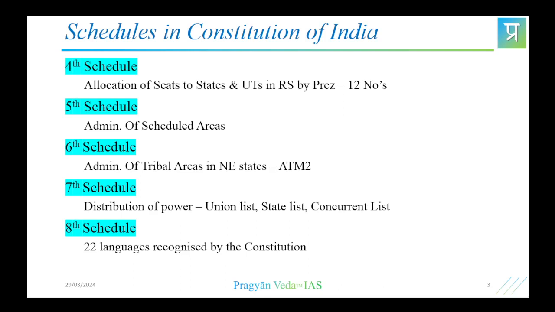Under the fifth schedule, we have the administration and control of scheduled areas. So there is a fifth schedule and a sixth schedule. The fifth schedule deals with administration of scheduled areas, whereas the sixth schedule also deals with some scheduled and tribal areas, which are specifically 4 in number. I have written in the sixth schedule: administration of tribal areas in northeastern states. In specific, we have ATM square that I have written there. A for Assam, T for Tripura, M for Meghalaya, and another M for Mizoram.